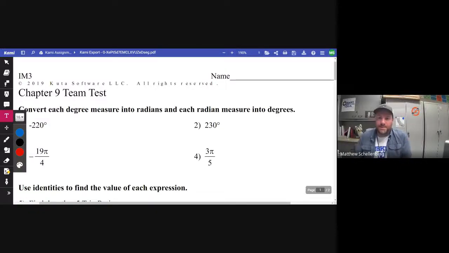Greetings, everyone. This is the Chapter 9 review for the test. I'm just going to go over a few of these angles and then some of the other problems, and hopefully that will be of help to you.